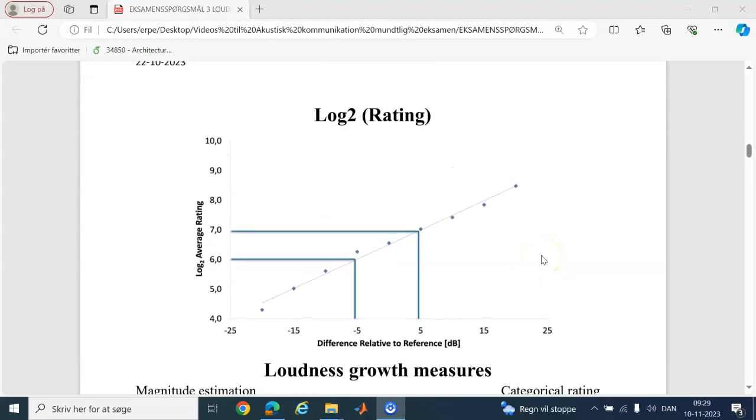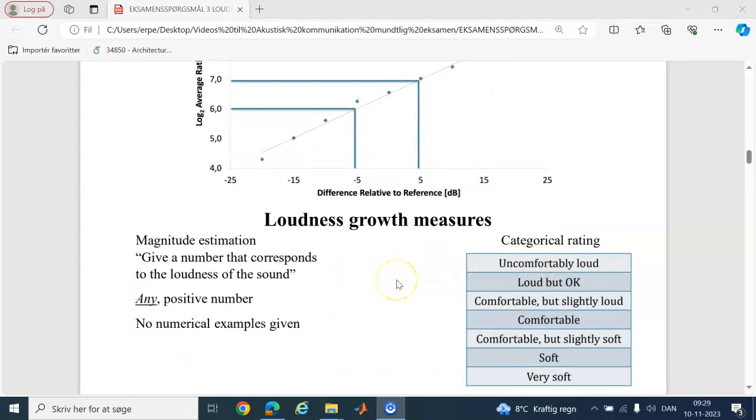And we have a log 2 rating. If there is a 10 dB increase in sound pressure level, then there will be on a log 2 axis a 1 increase. That means that a 10 dB increase in SPL means a doubling in loudness.